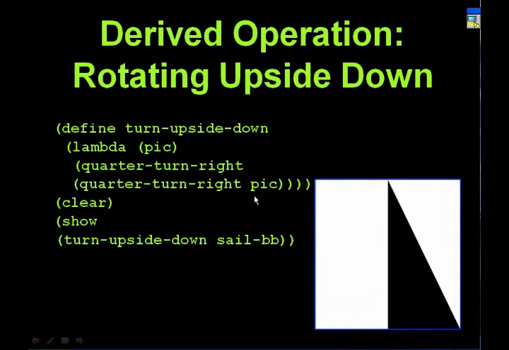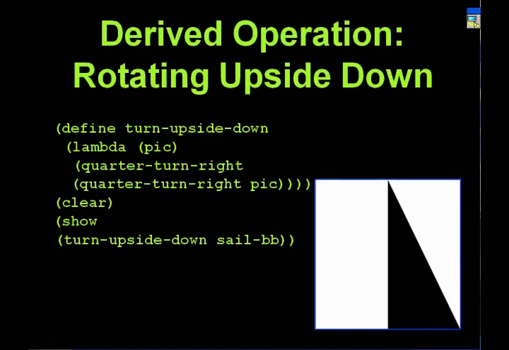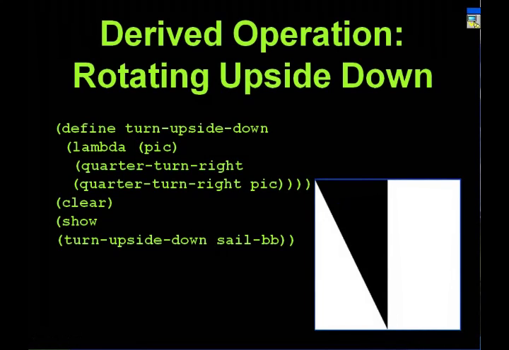Now, obviously you can do things in a slightly more complicated way. You can define turn_upside_down as lambda pic, which really is to define a procedure on an object. The pic is actually the formal parameter, the function of x. Essentially I'm defining this thing called turn_upside_down on pic, and what does it do? It does quarter_turn_right pic, quarter_turn_right pic. So you take a picture, turn right, turn right. Obviously that means turn it upside down. If you clear the screen first, and then you do show turn_upside_down sail_bb, you will have this, because effectively you've taken the original sail_bb, turned it quarter turn right, and then again, so effectively you have it upside down.